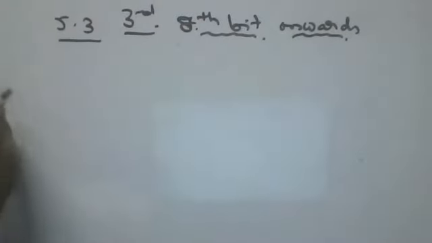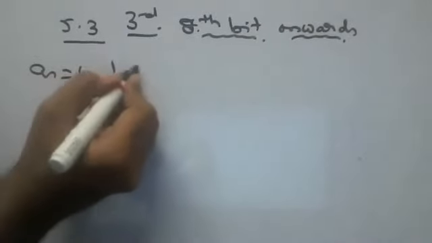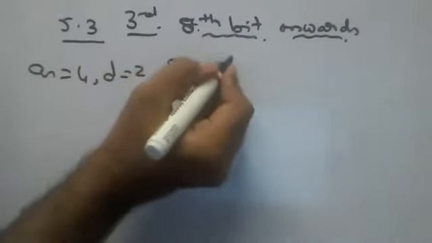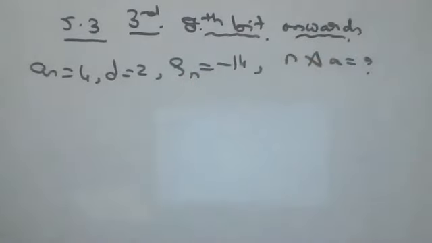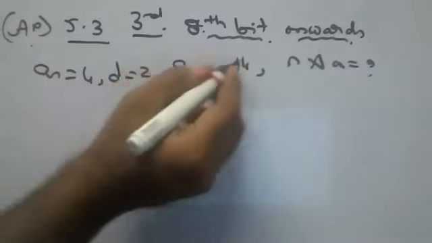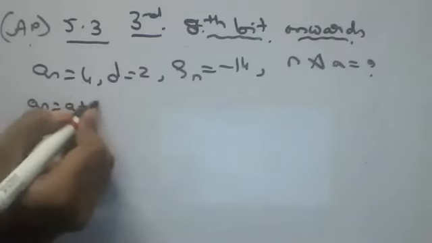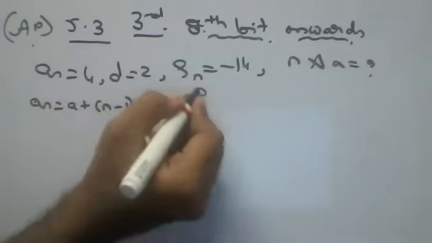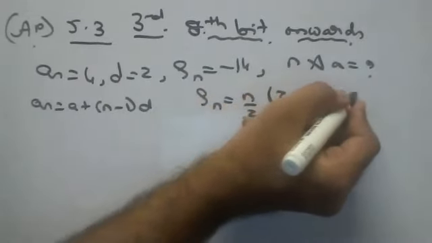All of you see the 8th sum. How much is An given, children? 4. D is given as 2. Sn is given as minus 14. N you should find out, and also A you should find out, children. Okay, all of you please check. So Sn is equal to minus 14. An is equal to 4. An formula is what, children? A plus N minus 1 into D. Sn formula is what, children? N by 2 into 2A plus N minus 1 into D.